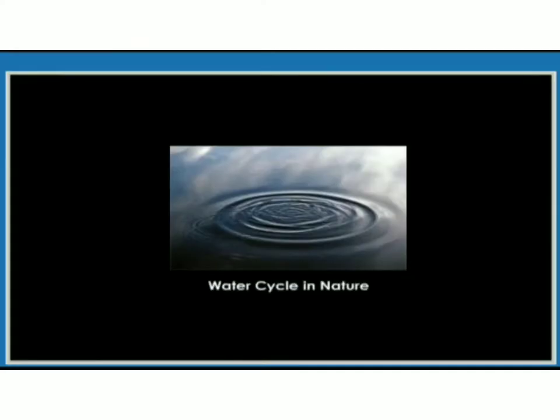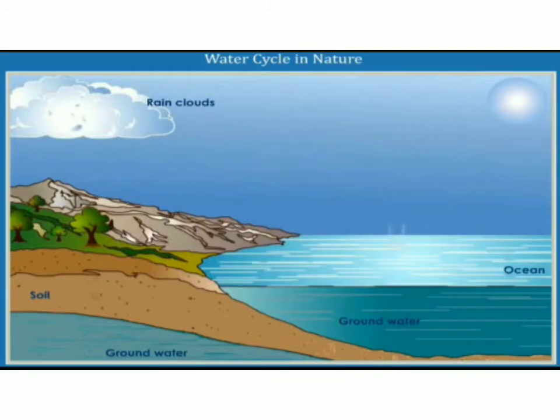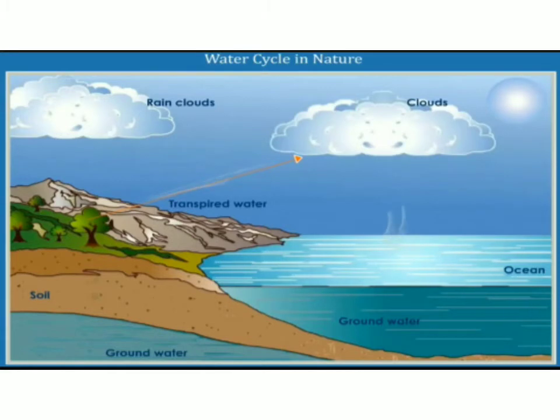The water cycle in nature. The circulation of water from the surface of the earth to the atmosphere and back to the earth is called the water cycle. Water evaporates continuously from the surface of seas, rivers, lakes, oceans. Also, the transpired water from plants continuously evaporates into the atmosphere due to the heat of the sun. Water vapor, being lighter, rises upwards and joins the clouds in the sky.